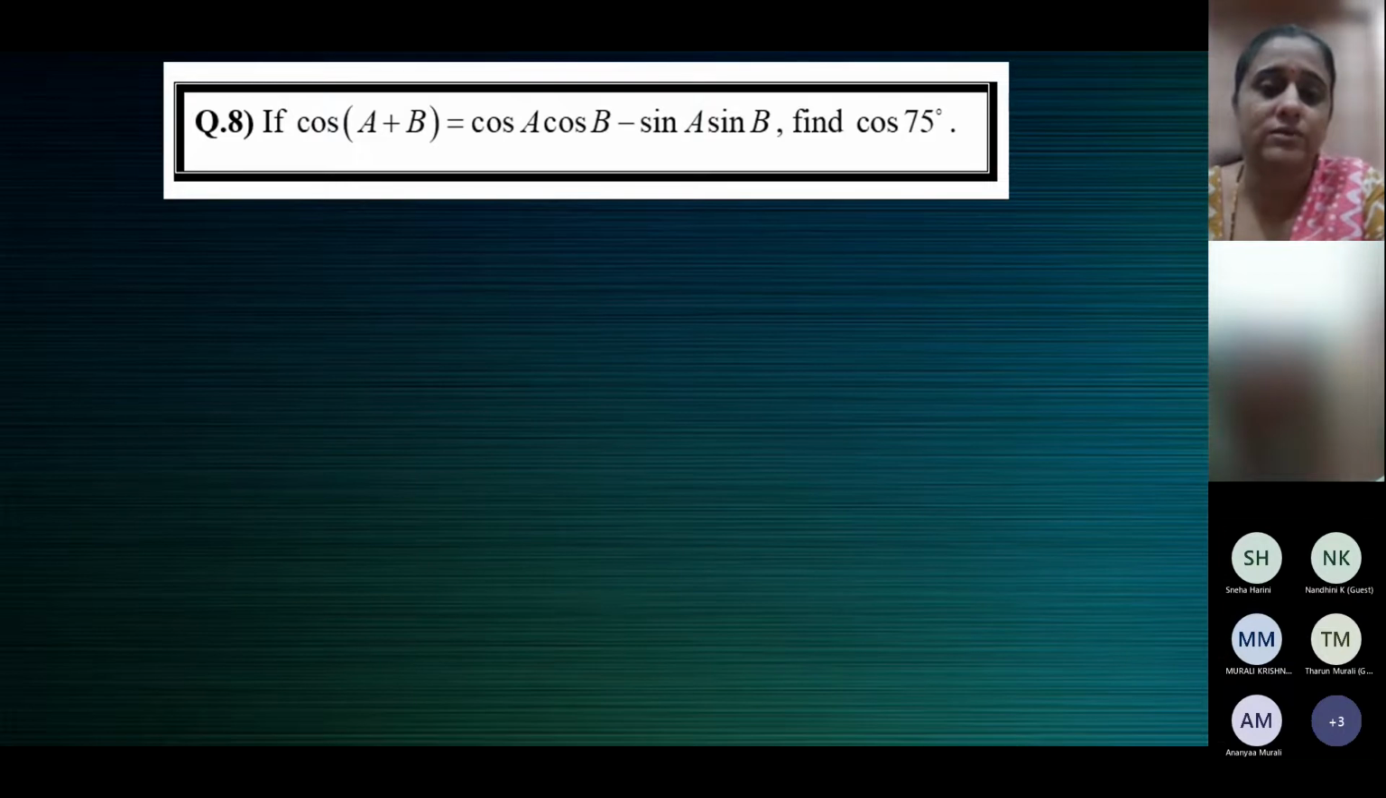If cos of A plus B is equal to cos A cos B minus sin A sin B, find cos 75 degrees. So the formula is given to you. With the help of this formula, we need to find the value of cos 75 degrees. So now tell me, what will we take A and B as to get 75 degrees? What should be the values of A and B?